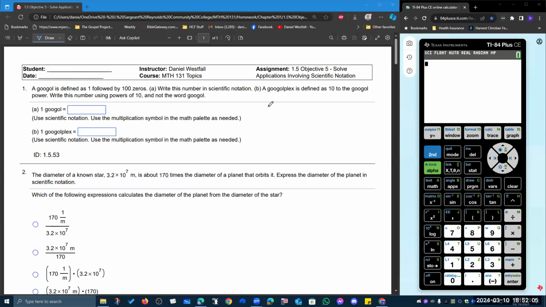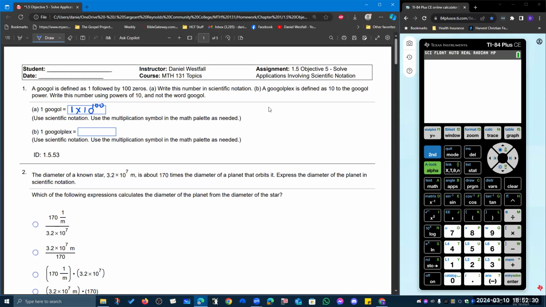In this video, we're going to talk about 1.5 Objective 5, where we solve applications involving scientific notation. A googol is defined as 1 followed by 100 zeros. The first thing they want us to do is write that number in scientific notation, which is going to be 1 times 10 to the 100th power.